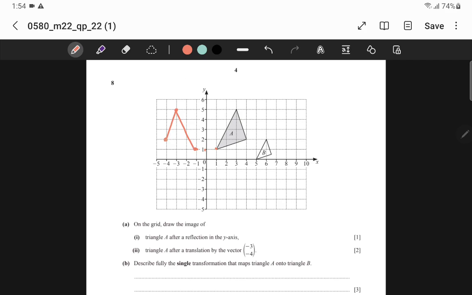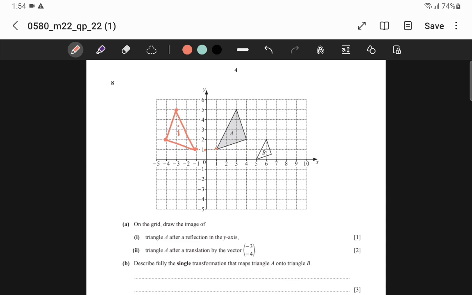And then that one is the image. You can give it the code I. And then after that, the other one, triangle A, after the translation by the vector (-3, -4). If you have a vector like this, the first number is how the shape needs to move horizontally, and then the second number, the -4, is moving vertically.